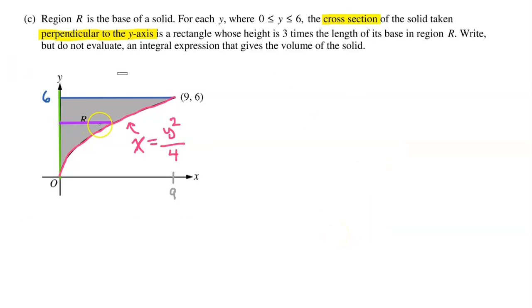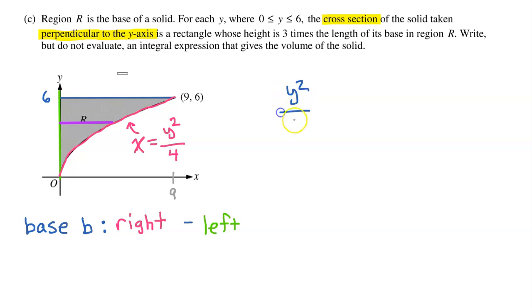Using slices to calculate the volume is a 3-step process. Step 1 is to find an expression for the base of a single slice, which I will call b. When the slices are horizontal, you can find the length of the base by subtracting the function on the right minus the function on the left. So in this case, that will be y squared over 4 minus 0. Of course, we don't need the 0, so this is my expression for the length of the base of a single slice.